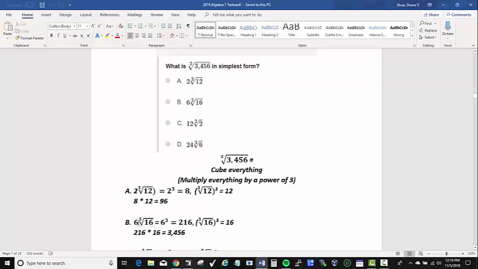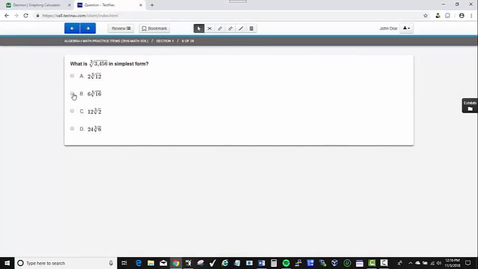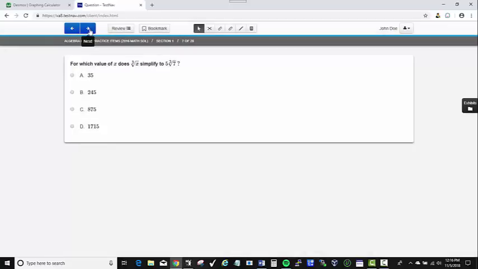Now, look here. 6, the cube root of 16. If I do 6 cubed, that is 216. And the cube root of 16 cubed is 16. And if I multiply 216 times 16, that gives me 3,456. So there's my answer here. Now, depending on whatever this number is right here in the radical, you multiply it by that power and just check to see when it gives you this back. So option B is our answer. And we go here. Next.